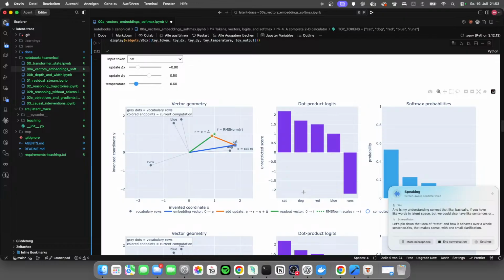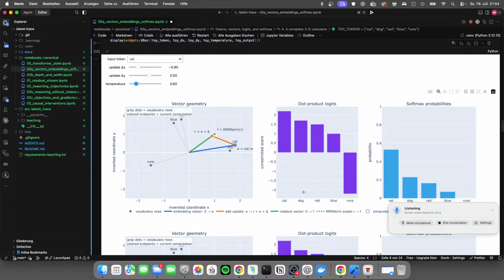Let's pin down that idea of state and how it behaves over a whole sentence. Yes, that makes sense with one small clarification. You don't keep a single fixed state for the whole sentence. Instead, the model carries a hidden state that changes at each position. Each new token updates the state based on the previous context. So you're still navigating in latent space, but the point moves as you read more tokens. At any step, the model uses the current state to produce logits for the next token. So it's not one state for the entire sentence, it's a sequence of evolving states.